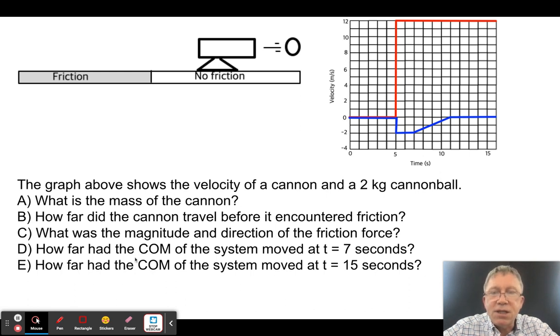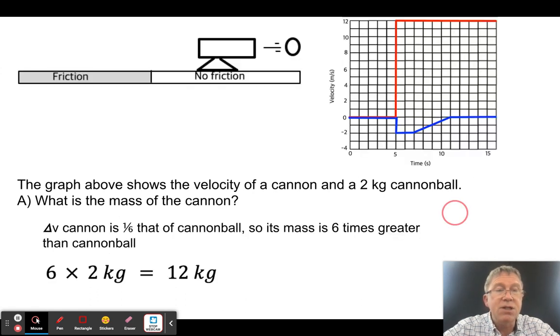So I want to answer these questions. What is the mass of the cannon? How far did the cannon travel before it encountered friction? What was the magnitude and direction of the friction force? How far had the center of mass of the system moved at 7 seconds? And how about after 15 seconds? We can answer all of these just by looking at this graph. And you need to be prepared to do this on the AP test. So let's just take a look at this.